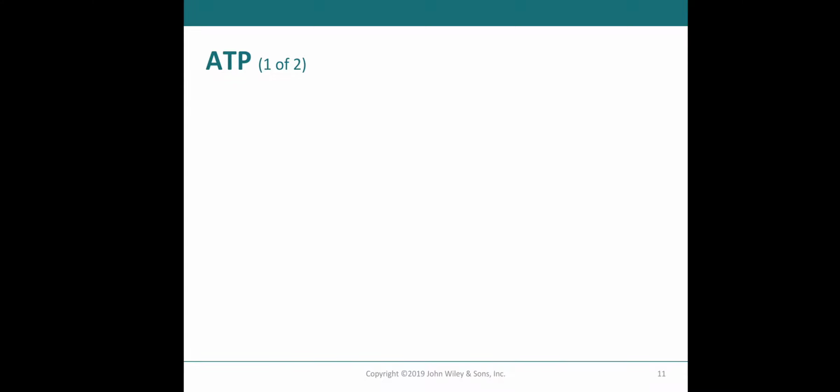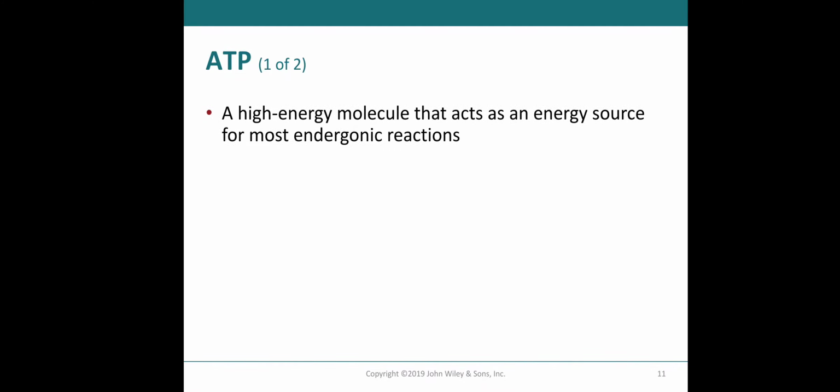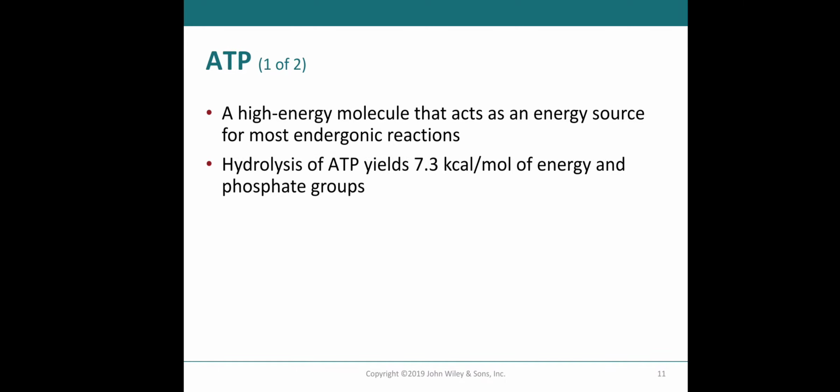We were discussing ATP a lot in the previous part of this lecture, the previous video. But what is ATP? ATP is a high energy molecule that acts as an energy source for most endergonic reactions. Hydrolysis of ATP yields an energy equivalent of 7.3 kilocalories per mole, and a phosphate group. So you have ATP, adenosine triphosphate. That is what ATP means. As from its name itself, it has 3 phosphates. So what is being hydrolyzed there are the phosphates. When you release one phosphate, you release 7.3 kilocalories per mole of energy.